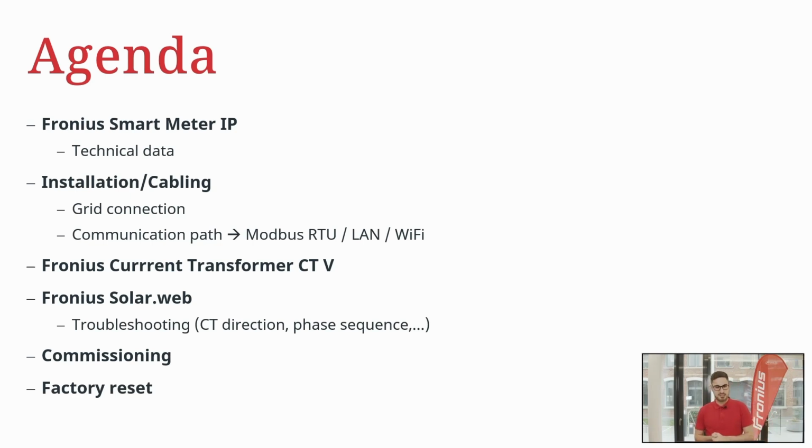Then, of course, in the next step, we will have a look at Solar.web, so all about the troubleshooting. For example, the CT direction or the phase sequences and all of the problems that can be caused when the new smart meter is commissioned or installed incorrectly. And then in the last two steps, we will go through the commissioning process of the new smart meter. The last step of today's webinar will be the factory reset and how you can do it if you need a factory reset.